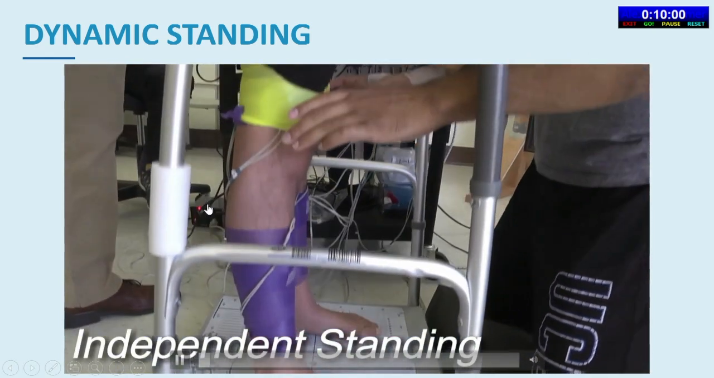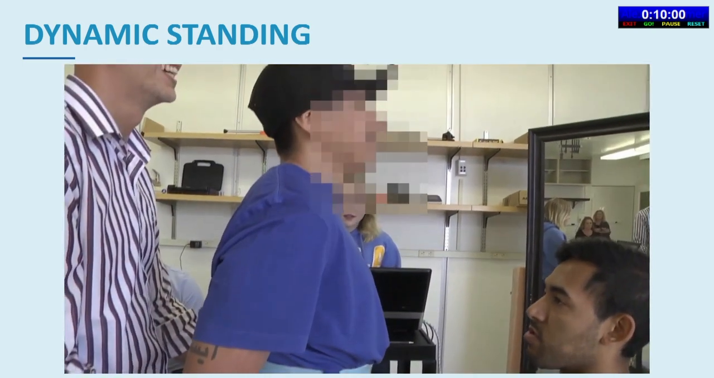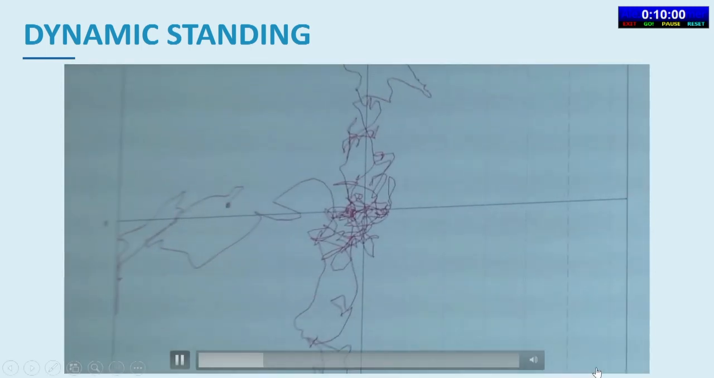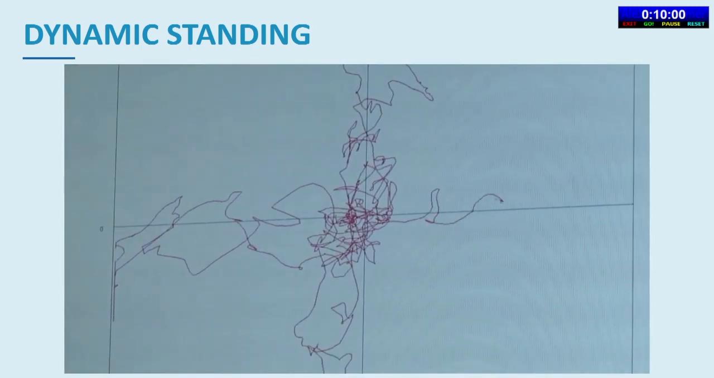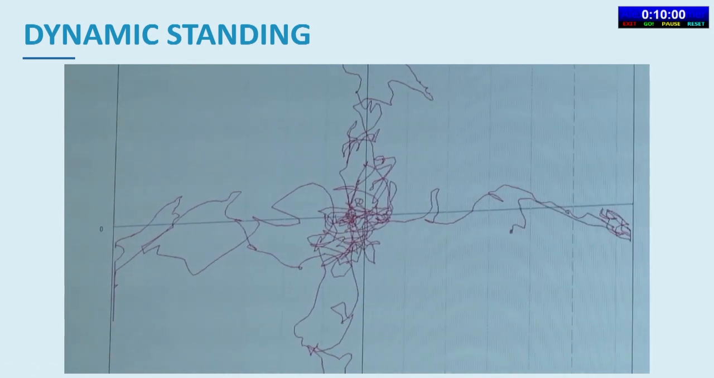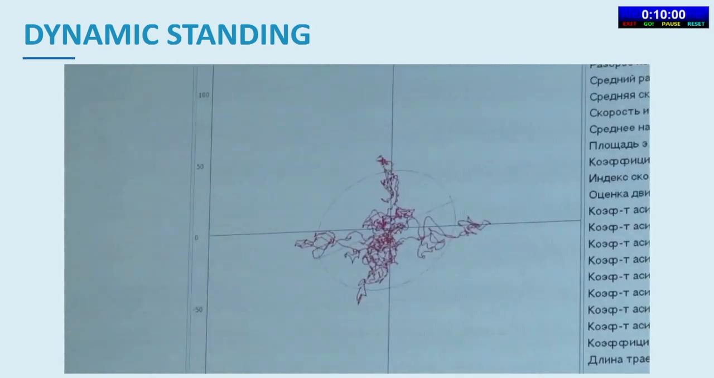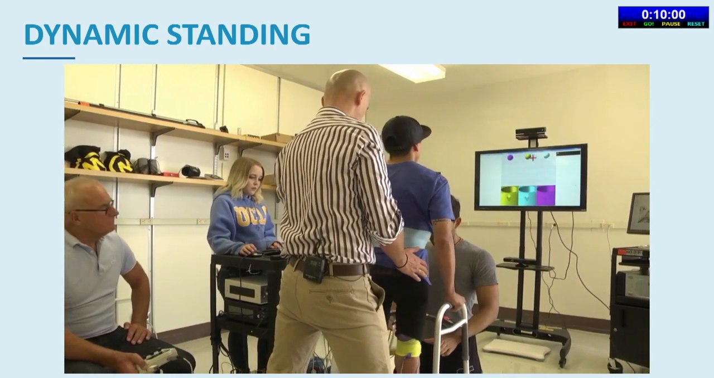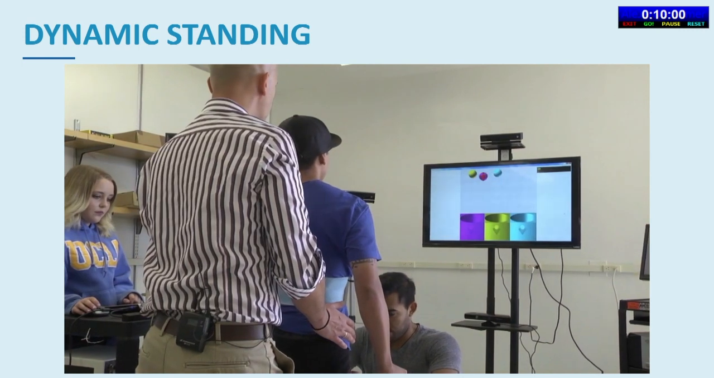Independent standing, again, chronic T4 ASIA A, in the presence of 3 sites of stimulation. And again, we undergo dynamic standing, where he's standing on that particular force platform and attempting to make a plus sign using his body weight support and shifts in his body weight support. So, a basketball-like game with this particular activity-based training modality while actively receiving stimulation.